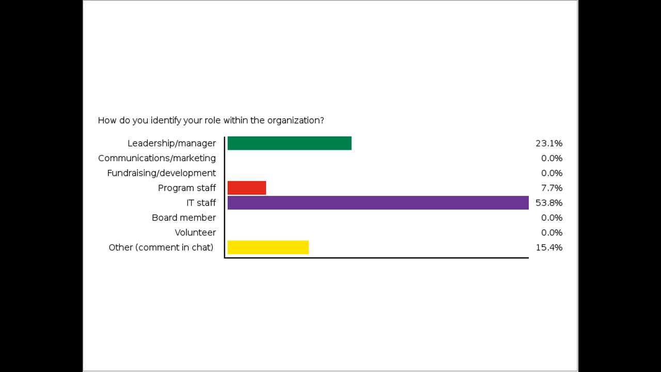So it does look, Sam, like we have more than 50% of our audience are IT staff. However, we do have probably about 40% of folks that are just outside of that, and then a couple folks have indicated that they're librarians or administrative assistants. So that is our audience today. And I'm going to turn it over to you now. Take it away, Sam.